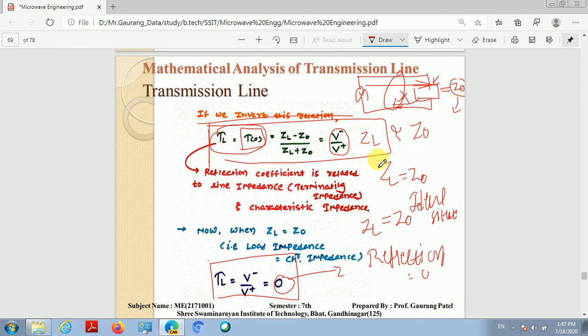So today we discussed a new parameter called the reflection coefficient, and we also derived the formula of the reflection coefficient in terms of characteristic impedance and load impedance, and we came to know how this reflection coefficient is related to load impedance and characteristic impedance. We also concluded that if we terminate the line with an impedance equal to the characteristic impedance, then we do not have any reflection on the line. We have only the forward wave on the transmission line.